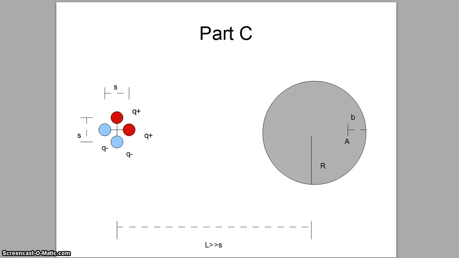Now we get to Part C. Part C actually changes the problem. Part C states that the plastic shell is now removed and is replaced by an uncharged metal ball. At location A, inside of the metal ball, a distance b from the outer edge, draw and label the electric field E ball due to the ball charges and E4, which is the electric field of the four charges, and explain.